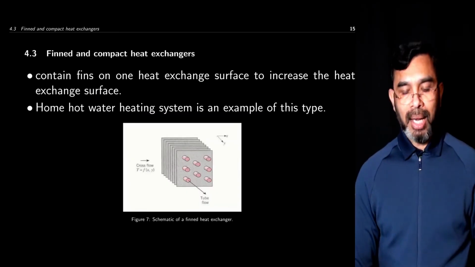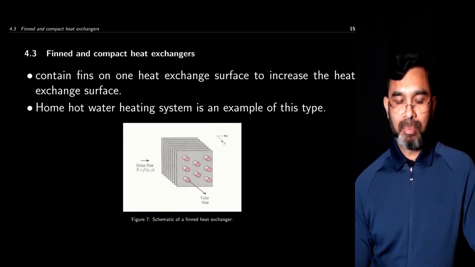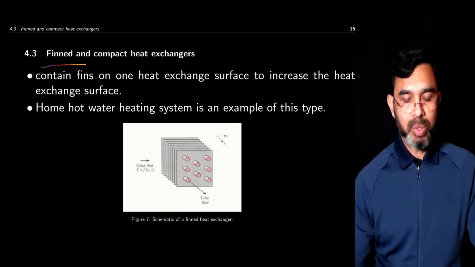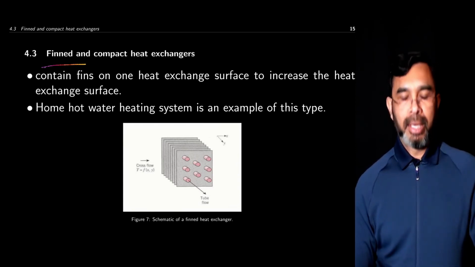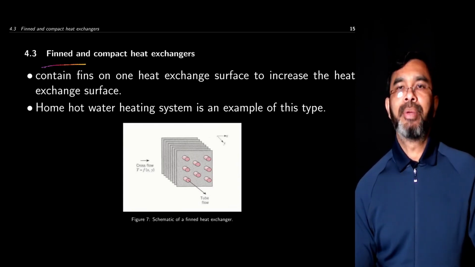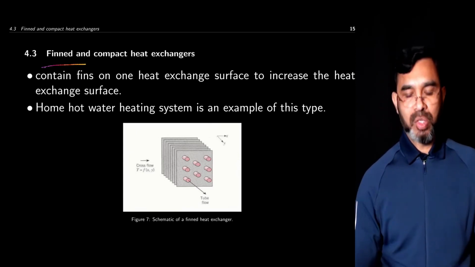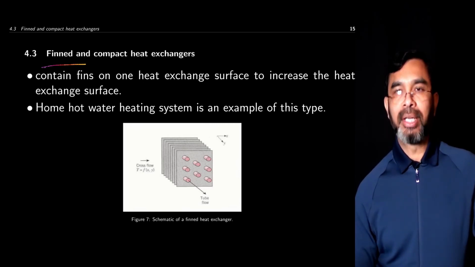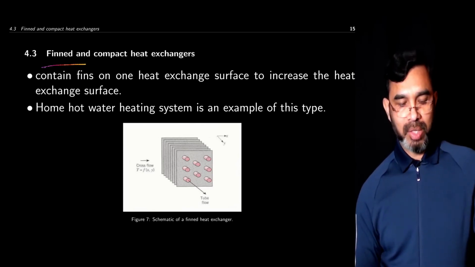For heat exchangers where a large surface area is needed within a given space, finned heat exchangers are often used. Also, finned heat exchangers are used when the heat transfer coefficients of the two streams are different. So when you need a large surface area within a given space, typically finned heat exchangers are used. Also, finned heat exchangers are common when a gas stream is involved, because for a gas stream the heat transfer coefficient is typically low. So these fins increase the heat transfer surface area.